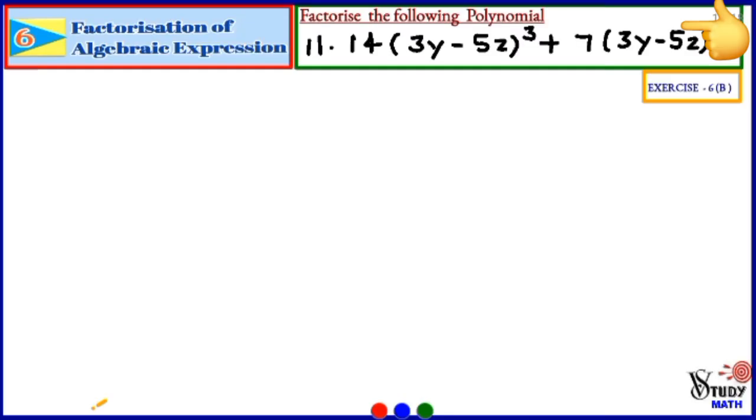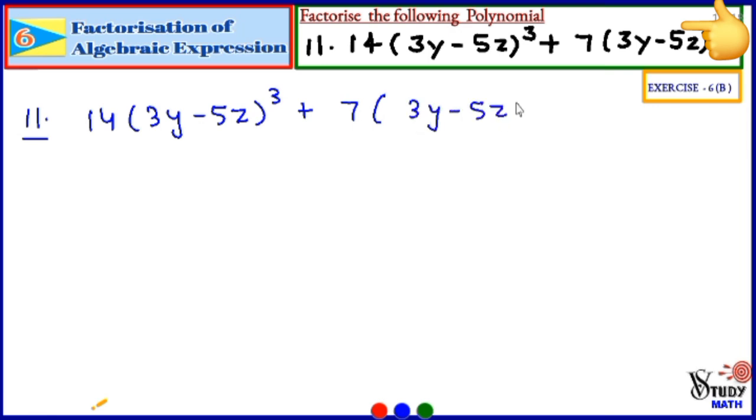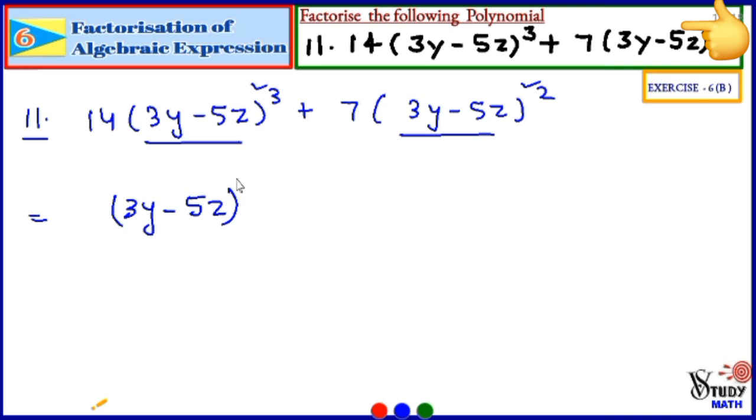Now move to the next problem, problem number 11. In problem number 11 we have 14(3y minus 5z) to the power 3 plus 7(3y minus 5z) to the power 2. This binomial and this binomial are the same in both terms, but one has power 3 and the other has power 2. So the smallest power of the common binomial is taken as common here. So (3y minus 5z) to the power 2 is common. From this 14 and from this 7, in both terms 7 is common.